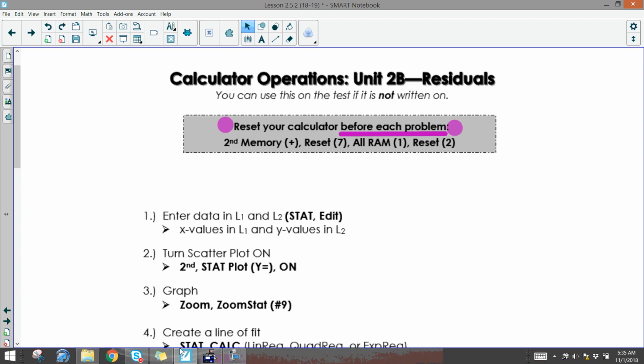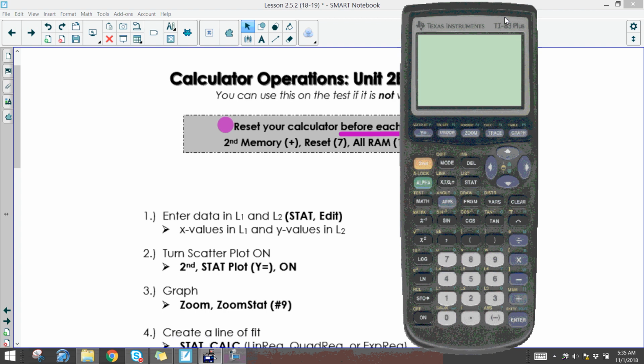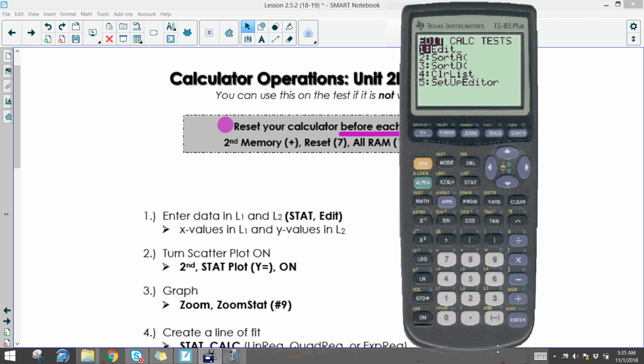All right, so we are going to reset our memory. We've done this before. Turn on your calculator. You're going to hit second plus 7, 1, 2, and that will clear everything and bring you back to normal. Okay, and then we are going to enter your data in L1 and L2. So you're going to hit stat, and then the first option is edit. And now you should see L1, L2, L3.